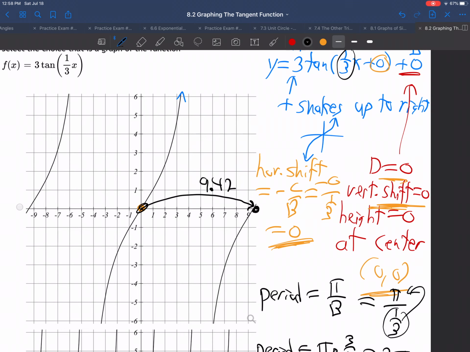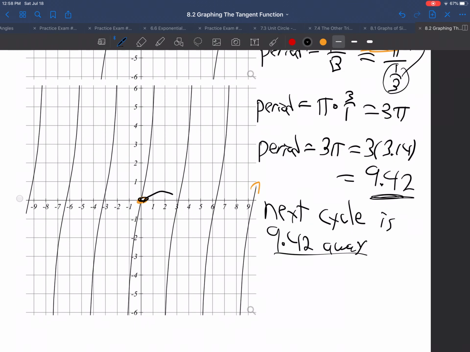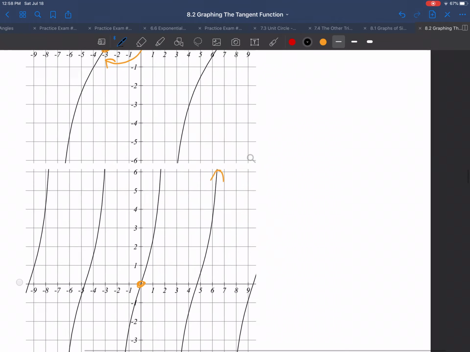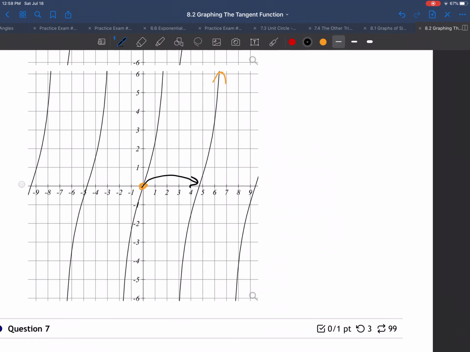Let's double check the other ones to make sure. This one, yeah, this one's only 3 away. The period is wrong on this one. It's only 3 away to the next cycle. It's supposed to be 9.4, more than 9. This one's already out because he wasn't at 0, 0. This one, he's only about 4.5 away. Not correct. Period. Again, it's supposed to be 9.42 away.